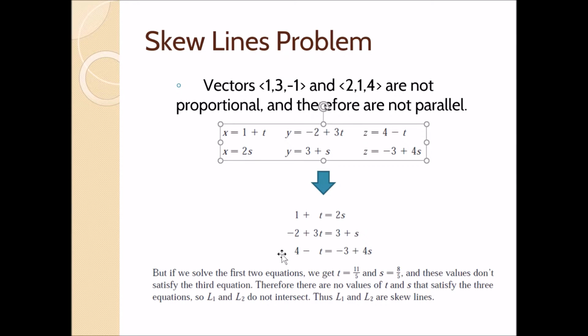You can simplify this and show that t will equal 11 over 5 and s will equal 8 over 5. These values don't satisfy the third equation, therefore there are no values of t and s that satisfy these equations, so L1 and L2 do not intersect. Thus L1 and L2 are skew lines.